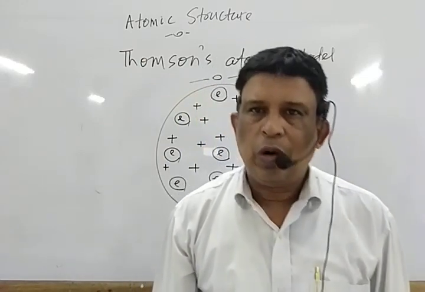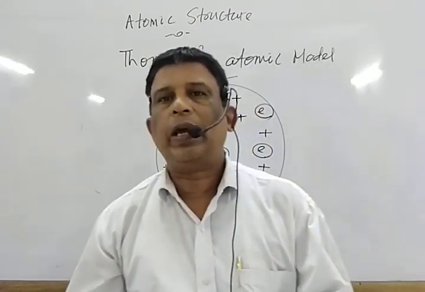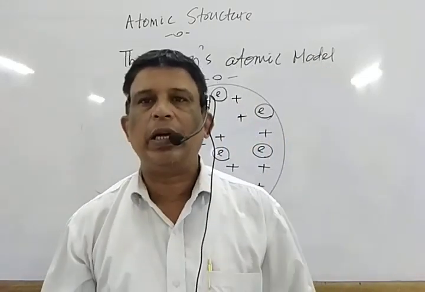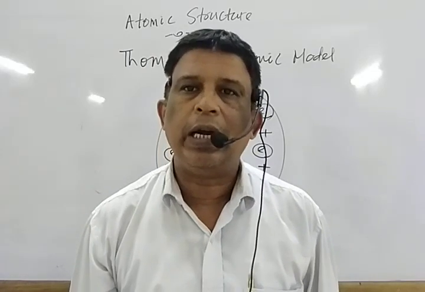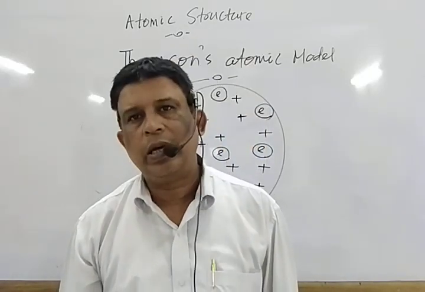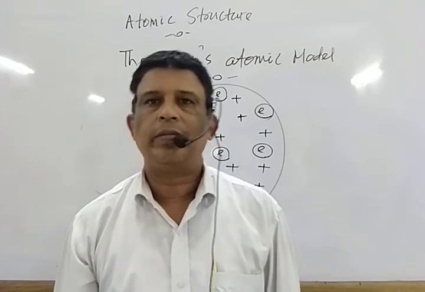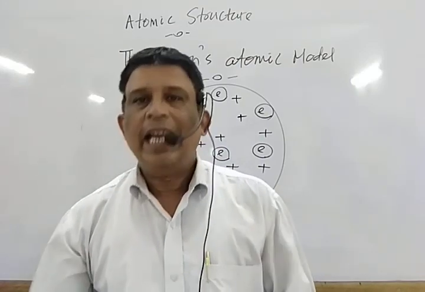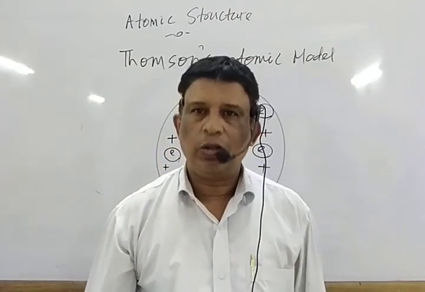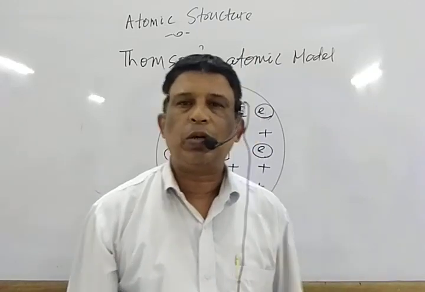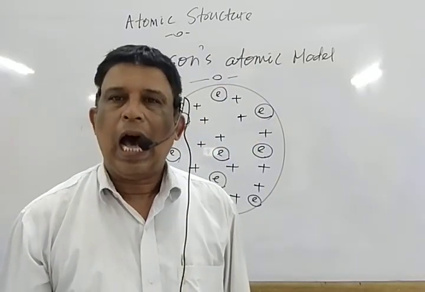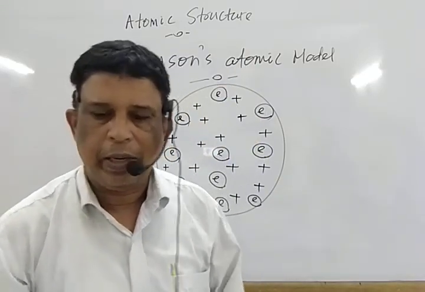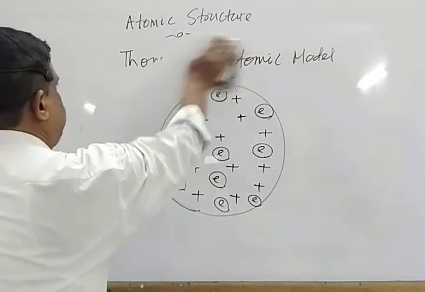However, this model could not satisfactorily explain the different experimental observations. That's why it was rejected. The next attempt was given by Rutherford. So next, we switch over to the Rutherford alpha scattering experiment.